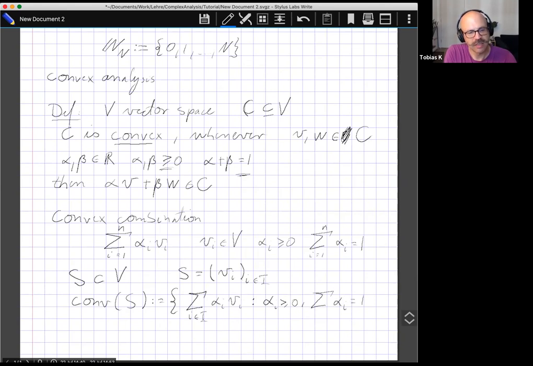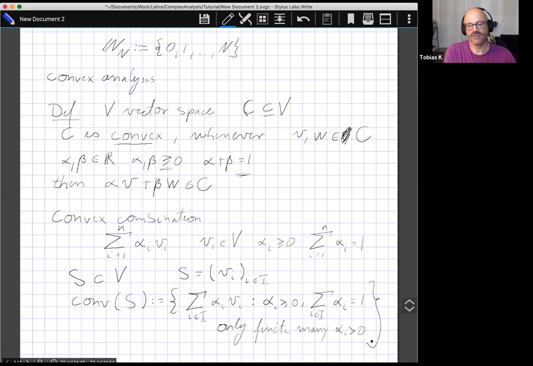Now I don't want to have the problem of convergence, or rather I want to consider only finite combinations. So I make an extra condition: only finitely many alpha I are actually strictly greater than 0. As in the theory of linear combinations, you only allow finitely many terms.